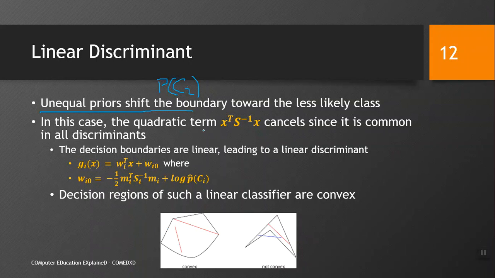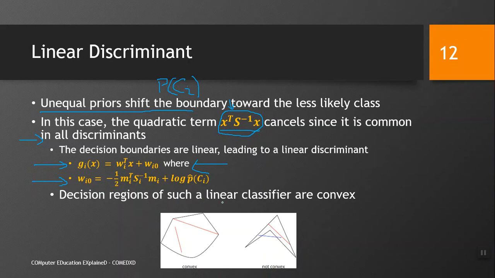In this case, the quadratic term, which we have seen in the previous slide, cancels since it is common in all discriminants. The decision boundaries are linear, leading to the linear discriminant. So, this is the function that we have seen in the previous slide. These become linear functions because the quadratic term, if it is removed, then the remaining thing is linear, because the higher power of the term is because of this term, and it has been removed. So we are left with this one.